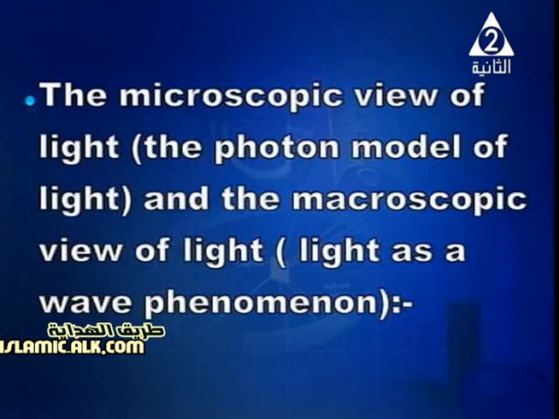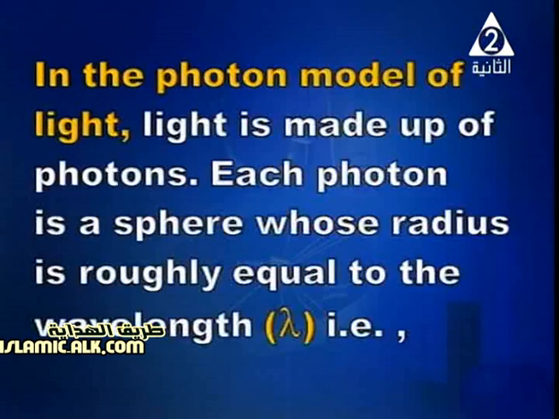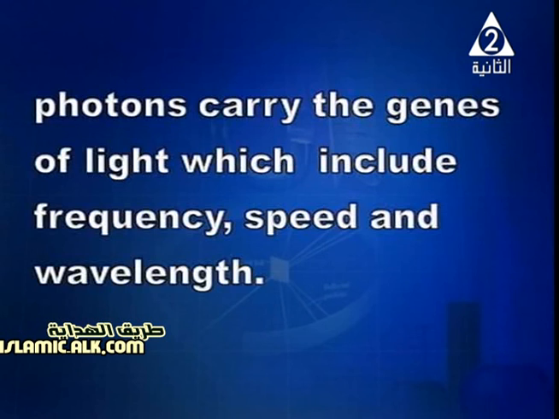Another property: the microscopic view of light, which we call the photon model of light, and the macroscopic view of light, light as a wave, go hand in hand. How? We'll explain this. In the photon model of light, light is made up of photons. Each photon is a sphere whose radius is roughly equal to the wavelength. That's to say, photons carry the genes of light, which include frequency, speed, and wavelength.